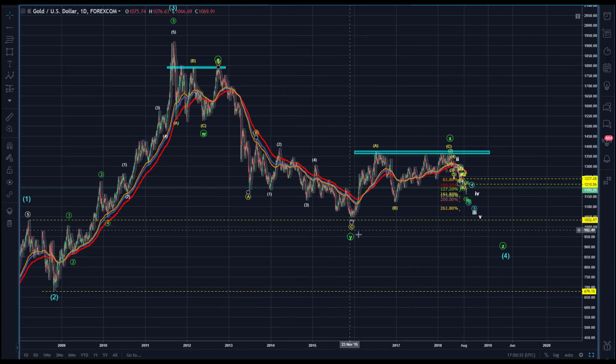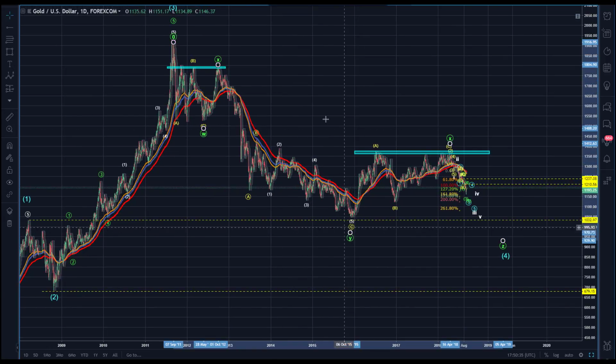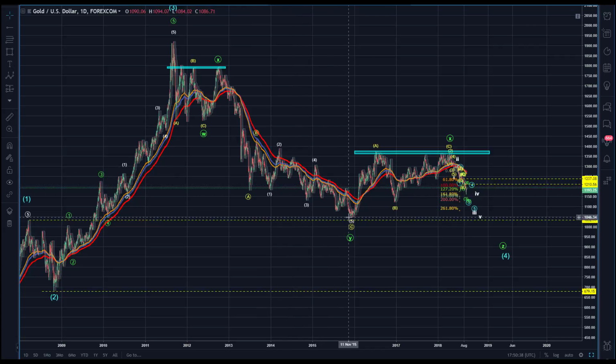Then here's where I lean into this count more fully because of this 5-wave structure, and it's also technical. So this is finishing something. So from this pivot, I go 1, 2, 3, 4, 5. So I've got an ending diagonal here, and it's technical.